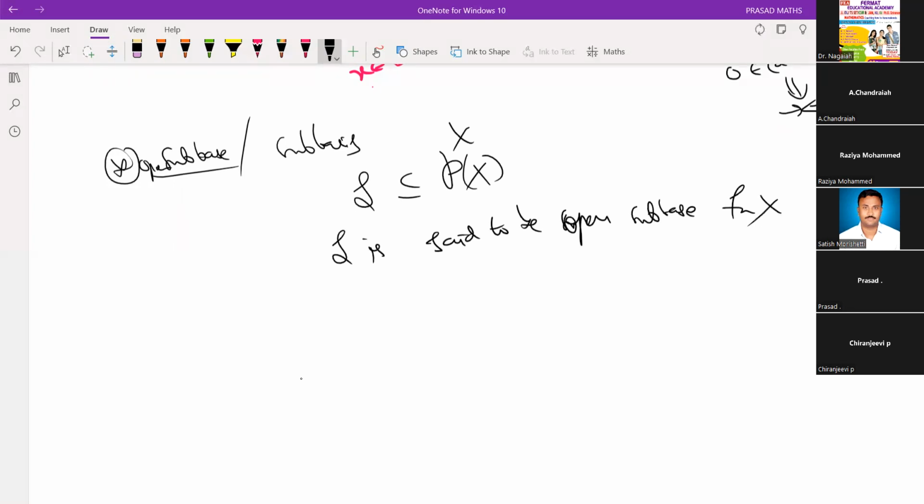For a topological space, if and only if a collection of finite intersections of script S form an open base.